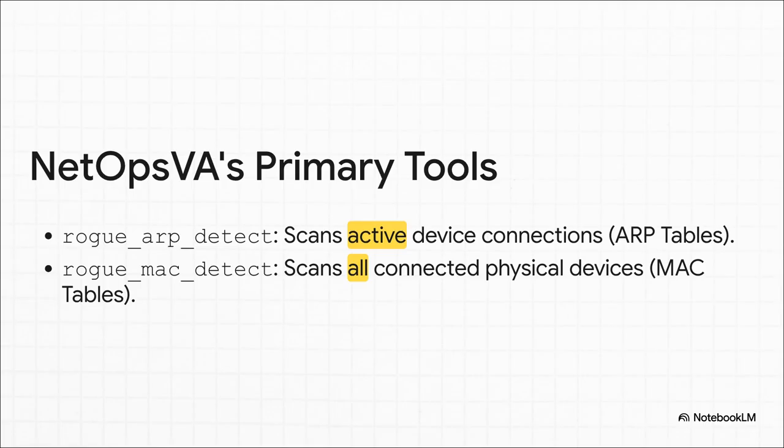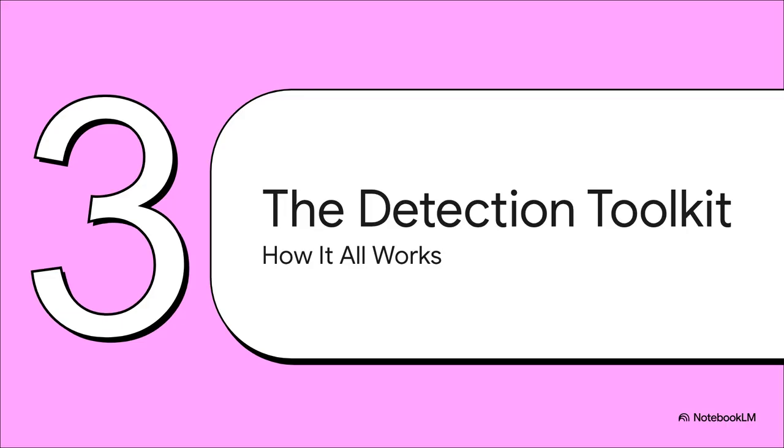First, there's Rogue ARP Detect. This one scans the network's address book, the ARP tables, to see who's actively talking. Then you have Rogue MAC Detect, which goes straight to the hardware logs on the switches, the MAC tables, to get a list of every single thing that's physically plugged in. It's like having one guard watching the hallways for suspicious activity and another checking the roster for every single room. Total coverage.